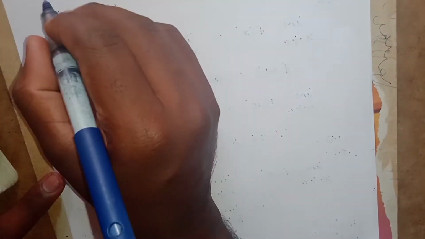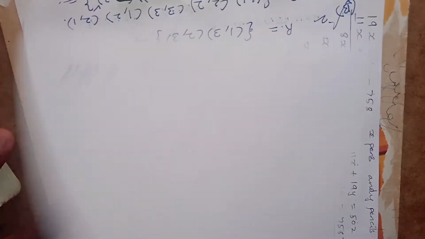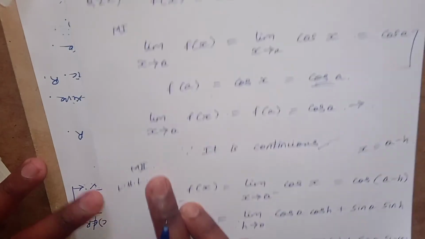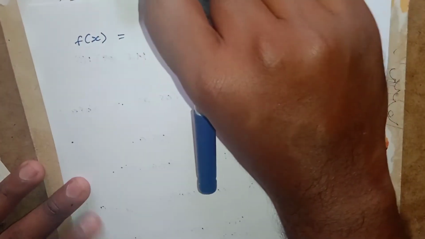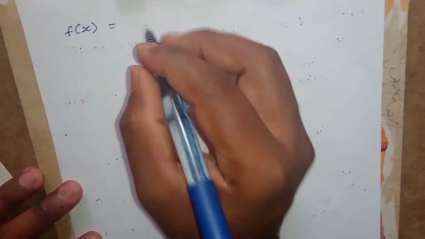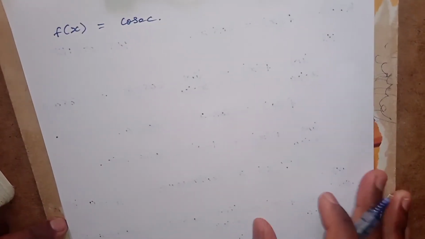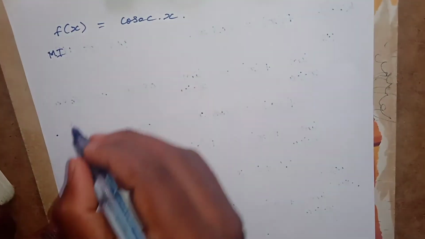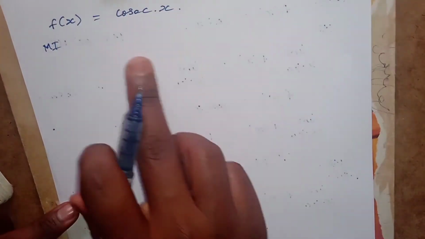Here my function f of x is equal to cosecant x. I am taking method 1 and method 2. Here I am doing method 1. You understood, in method 2 you have to do similarly.